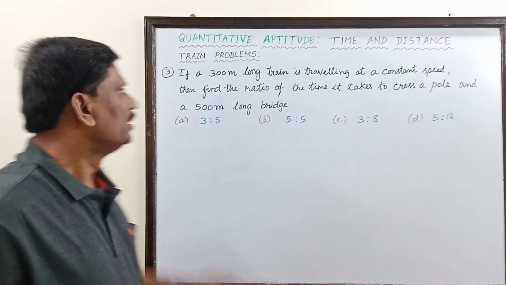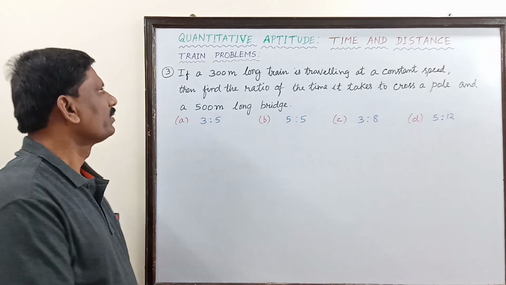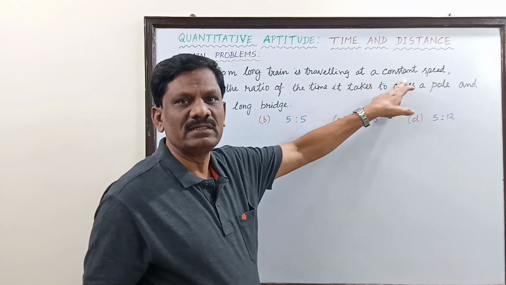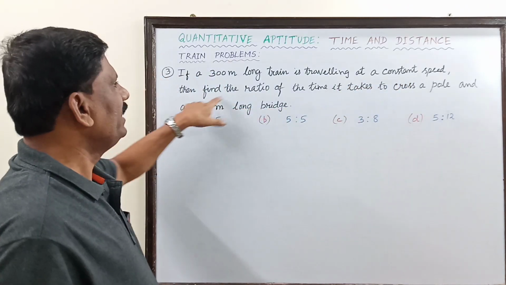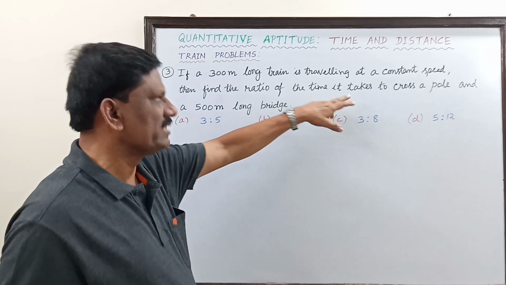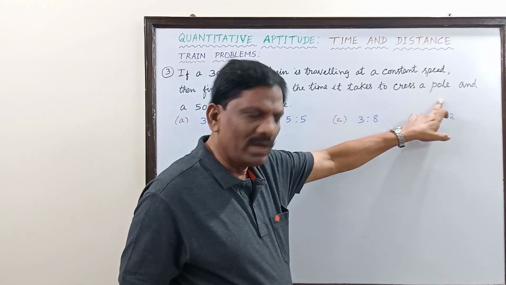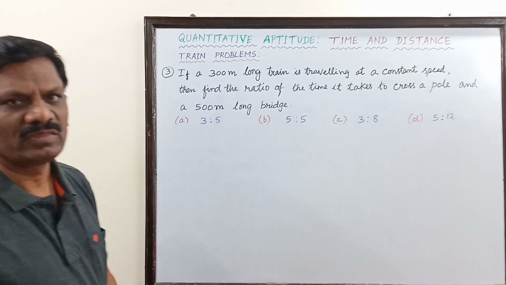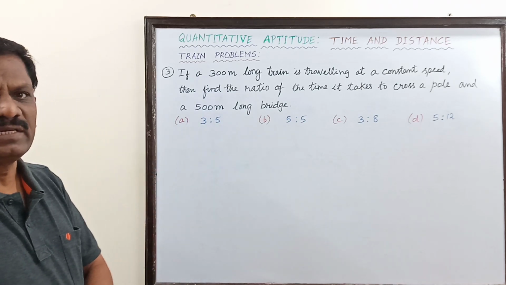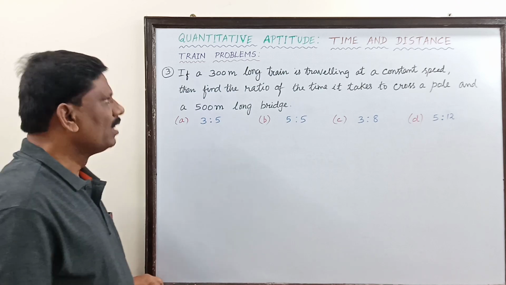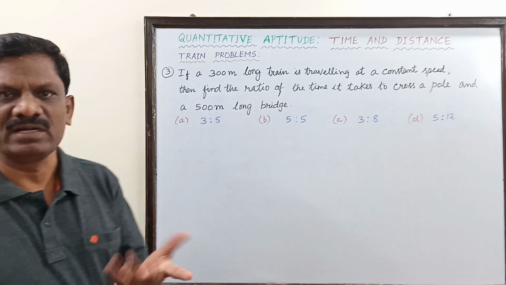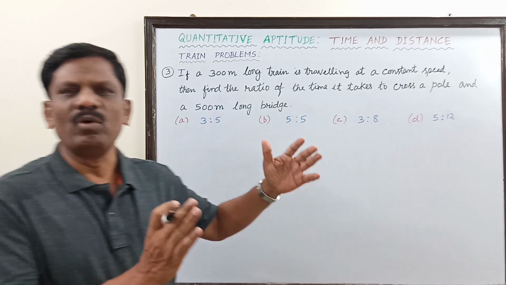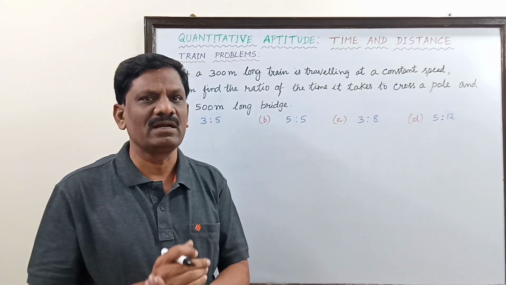Hi students, problem number 3. If a 300-meter long train is traveling at a constant speed, then find the ratio of the time it takes to cross a pole and a 500-meter long bridge. So, a very good and interesting numerical problem. The speed of the train is also not given. The individual time taken by the train to cross the pole as well as the bridge also are not given.